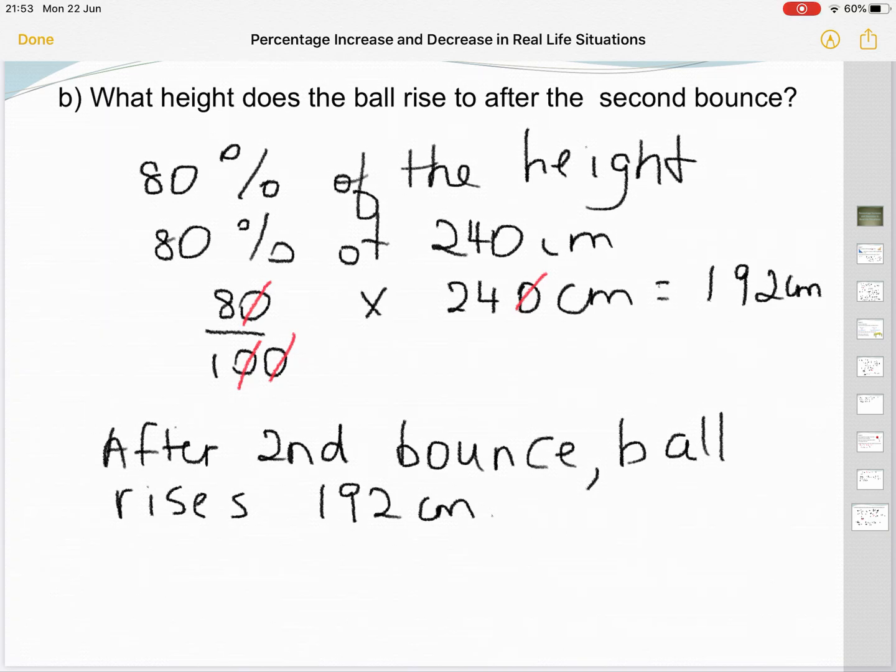So your homework, boys, would be very similar to these questions we discussed. Obviously, different situations. But the trick is to underline the keywords, to understand whether you need to work out a percentage increase or you need to work out a percentage decrease.